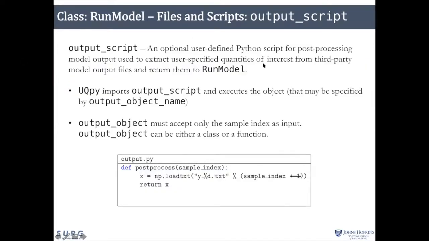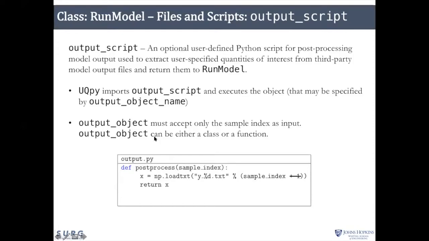Then we'll talk about the output script now. This is an optional user-defined Python script. It is used to post-process the model output and get the quantity of interest from the third-party model files, and it returns the quantity of interest back to the RunModel.